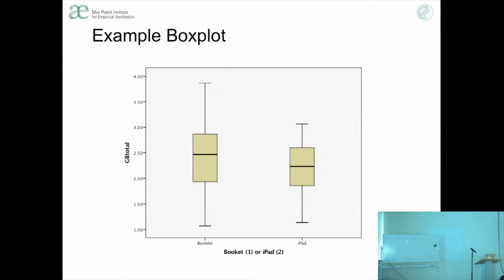So, for example, in the booklet condition, there seems to be much less agreement among participants about how absorbed they were. So you see here the whiskers range all the way from the 4 to the 1, whereas here they seem to be more in agreement about how transported they were when reading from an iPad. What else?